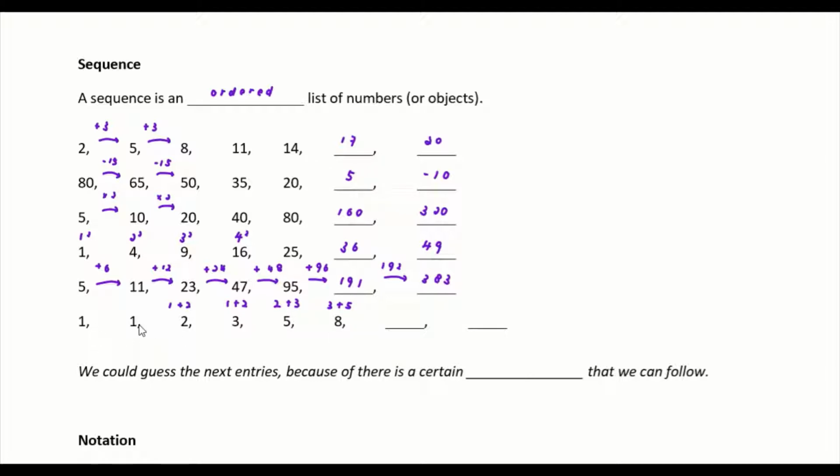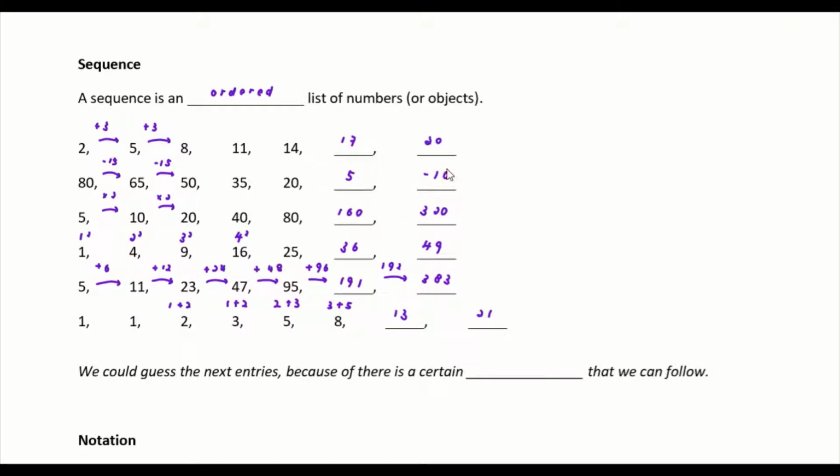So you get 2 from 1 plus 1. 1 plus 2 gives you 3. 2 plus 3 gives you 5. 3 plus 5 gives you 8. So now when we continue, it will be 5 plus 8 gives us 13. So 8 plus 13 gives us 21. Okay, so yeah, that's the idea.